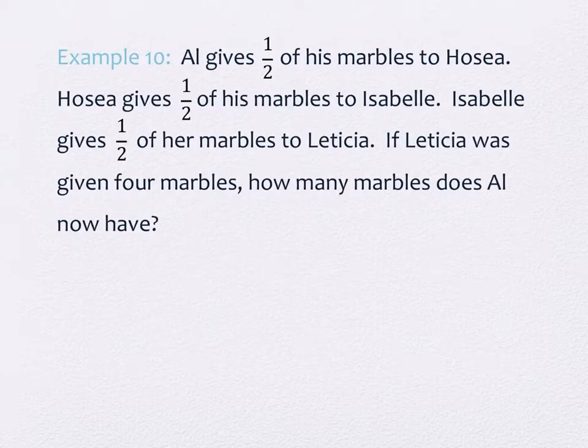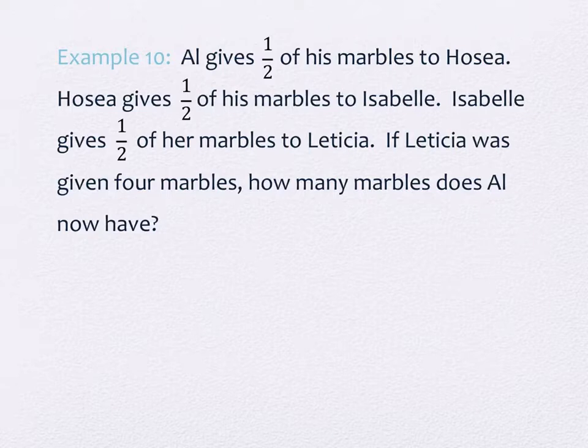Oh, I liked this problem. I think it's fun. This seems like something children would actually do. So we've got Al. Al gives half his marbles to Jose. Jose gives half his marbles to Isabel. And Isabel gives half her marbles to Letitia. If Letitia was given 4 marbles, how many marbles does Al have now?